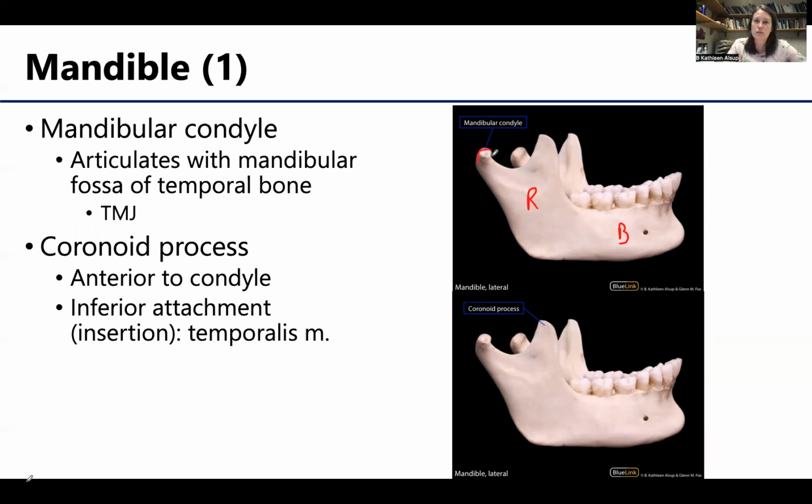The first is this nice smooth area right here referred to as the mandibular condyle. And it is this mandibular condyle which is the M in the temporomandibular, the TMJ. So this is the mandibular portion of the temporomandibular joint. So it's going to articulate with that mandibular fossa of the temporal bone. And so this is going to be more posteriorly located, whereas the coronoid process is going to be more anteriorly located and more towards the teeth. So this is the coronoid process. And this is going to be the inferior attachment to one of your most powerful muscles of mastication or chewing, which is your temporalis muscle. So more to come here, but it's going to have this distal attachment here.